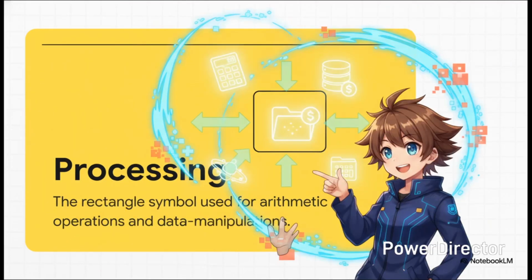And here's the real workhorse of the flowchart, the simple rectangle. This is your processing step. Basically, any action, any calculation, anything that's happening, it goes in here. Stuff like add two numbers, or save the file, or update the record. If something is being done, it's going inside a rectangle.